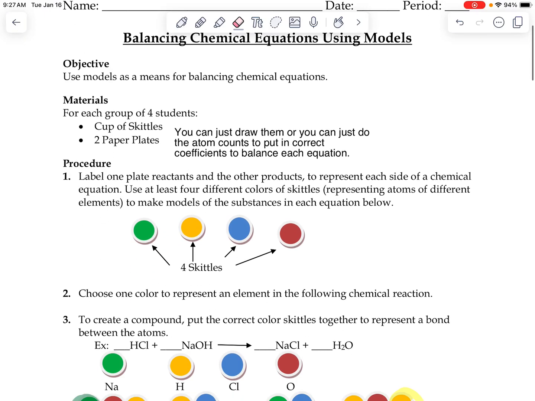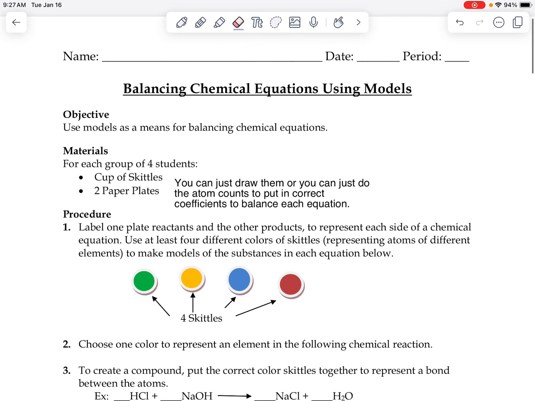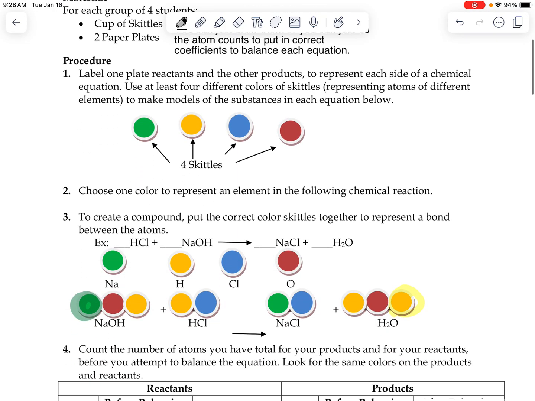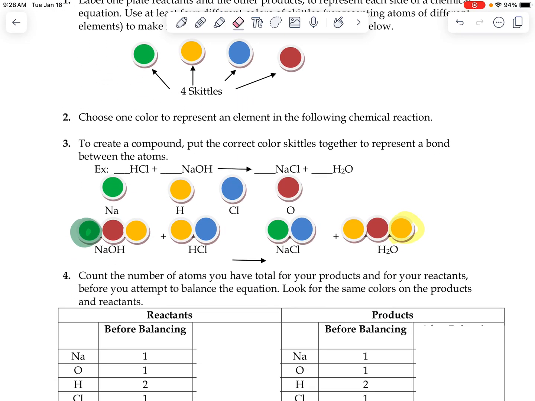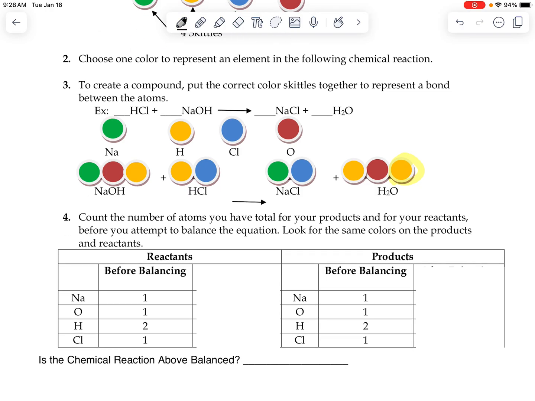Hello everyone. So I'm going to go over the using models to balance an equation worksheet. You can see in this first example here that we are first going to count our atoms. So this is the chemical reaction that we're working with. Here is HCl, hydrochloric acid.